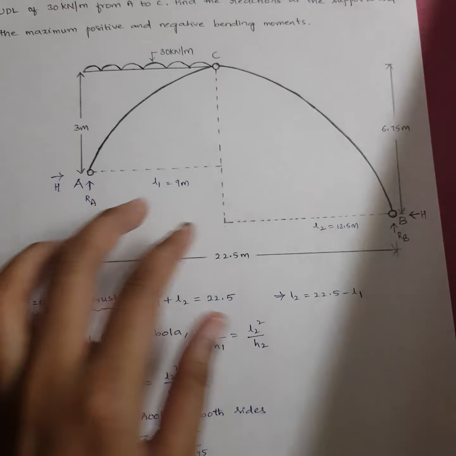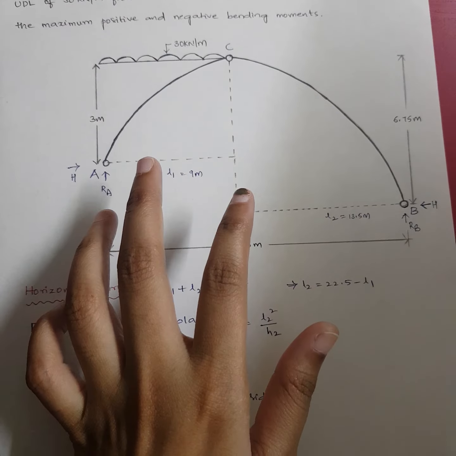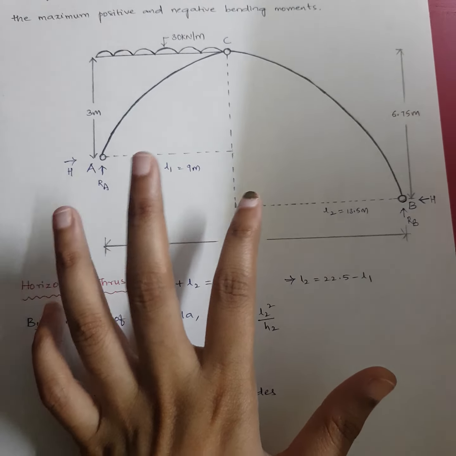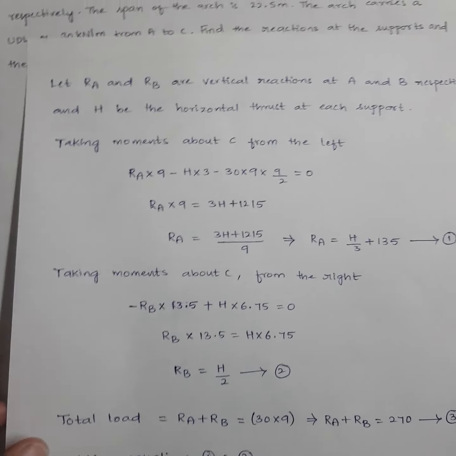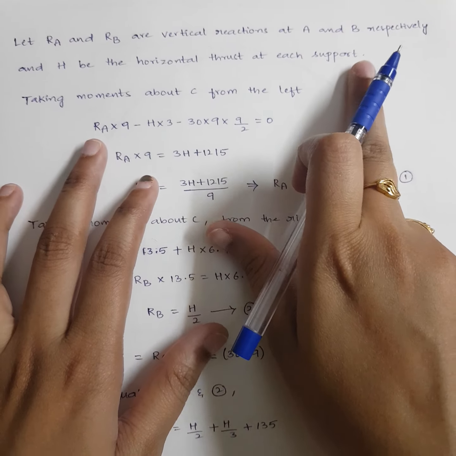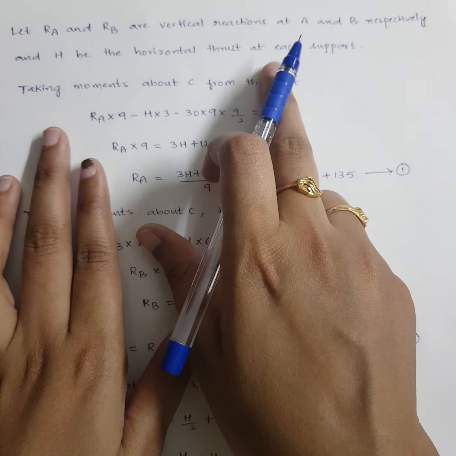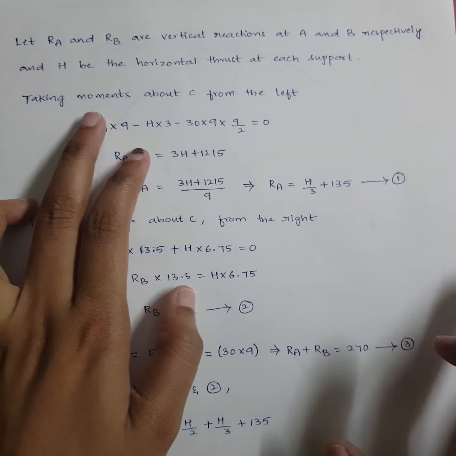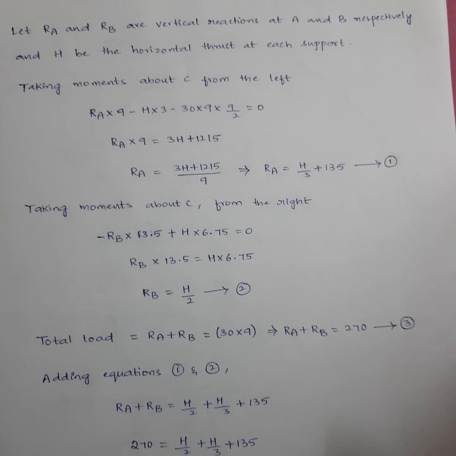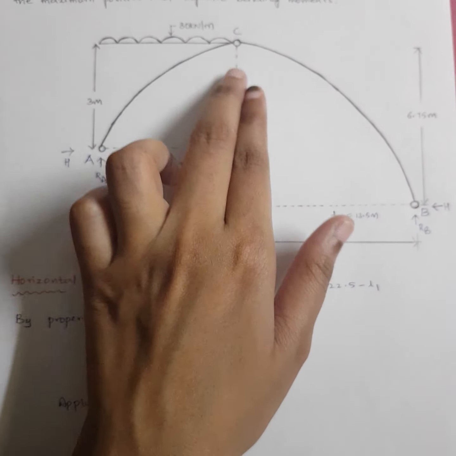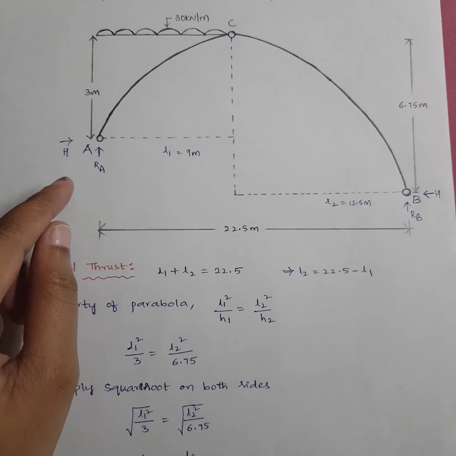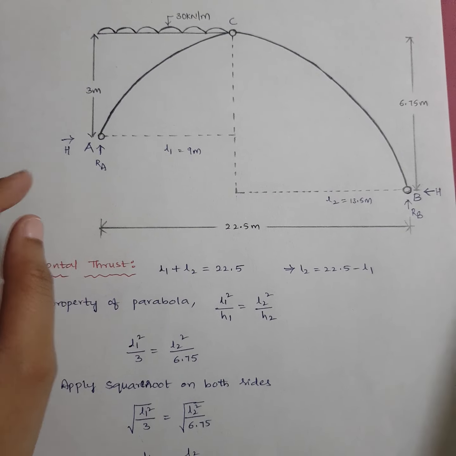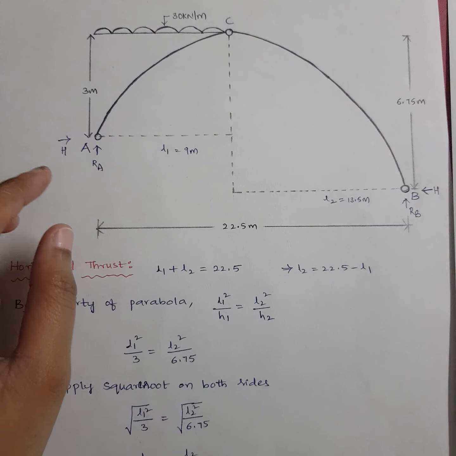So see here, it will be a little bit different, the calculation of H when the supports of arches are at different levels. So RA and RB are the vertical reactions at A and B. I have marked already. H is the horizontal thrust at each of the supports. So first I am taking moments about C from the left. It means towards the left of C I am taking the reactions. I am trying to apply the complete equilibrium of forces.